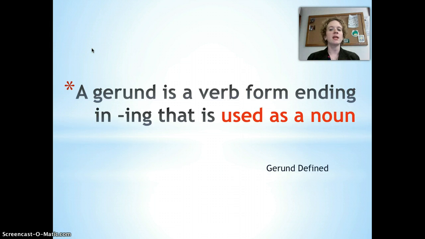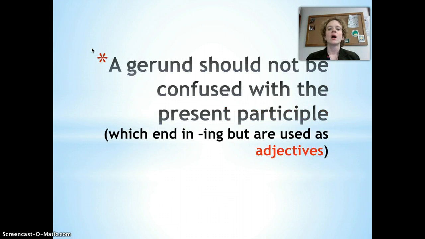So you see "used as a noun" in red, and you may also be thinking to yourself right now, but wait a minute, Mrs. Kirschman, haven't we already seen some kind of verbal that ends in -ing? And the answer is yes, we have. So let's take a look. A gerund shouldn't be confused with the present participle. Now, those also end in -ing, but those are used as adjectives. So remember, a gerund is used as a noun.